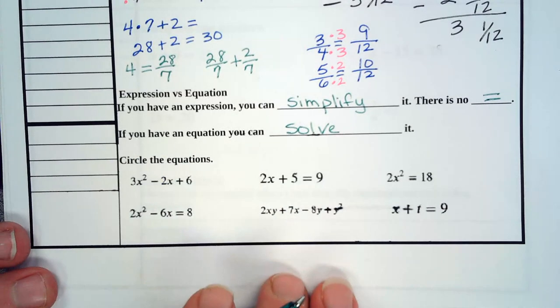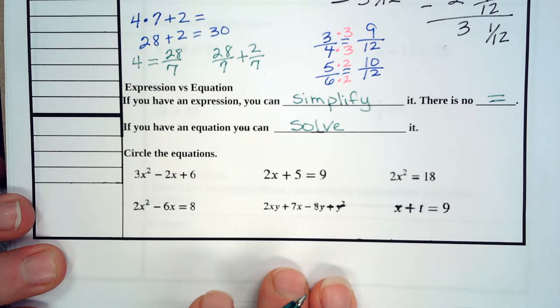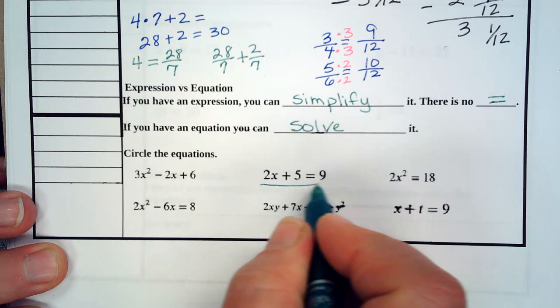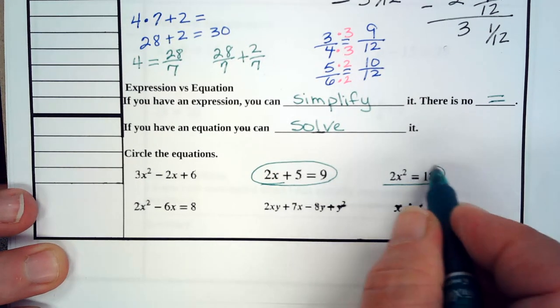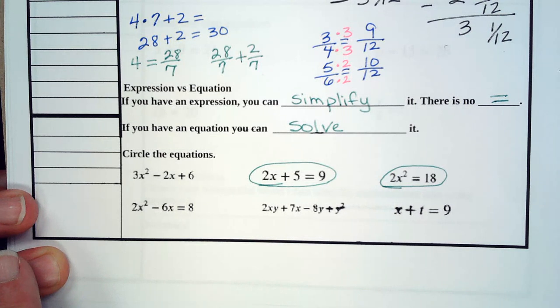Okay, so circle the equations. What are we looking for if it's an equation? Well, we're looking for the equal sign. If it has an equal sign, it is an equation. Can you identify the last two equations?